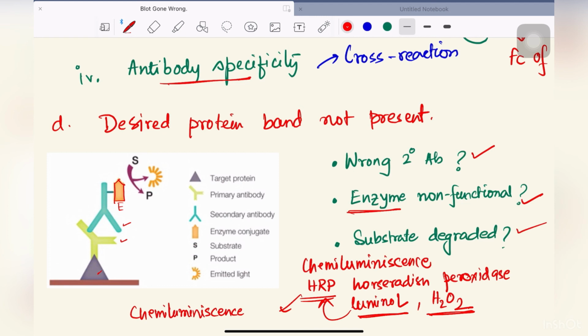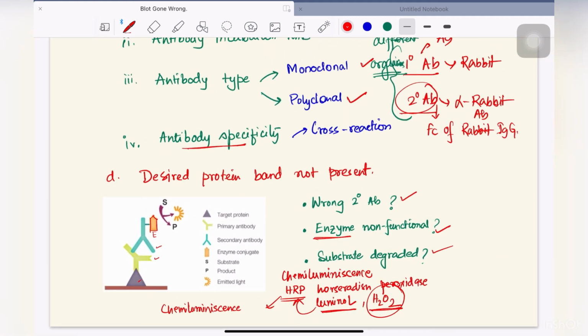That also you have to consider, because H2O2 degrades if you keep it in light. In light condition, if you keep it, it degrades. So whether your H2O2 is working properly or not, that also you have to consider.